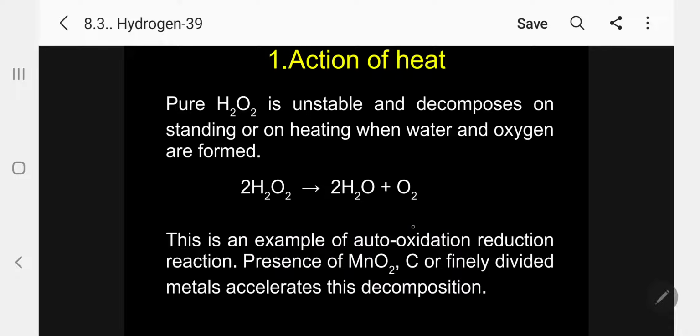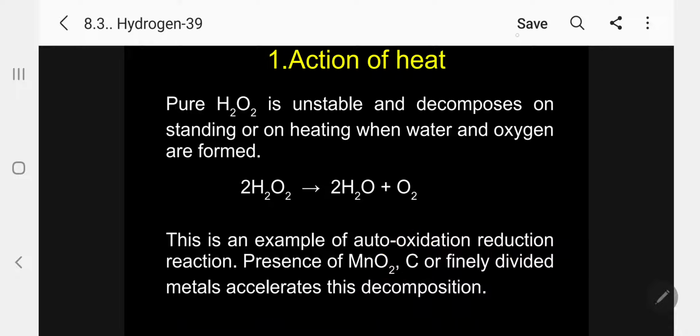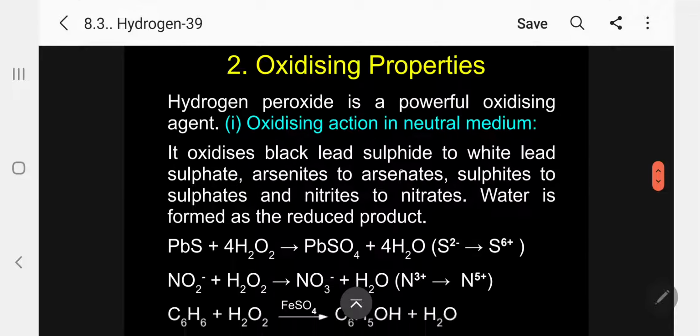Now this is an example of an auto-oxidation reduction reaction. The hydrogen peroxide undergoes oxidation as well as reduction. The presence of MnO2, carbon, or finely divided metals accelerates this decomposition. Please follow. This reaction will be faster under what condition? In the presence of MnO2, in the presence of carbon, or in the presence of finely divided metal. Kindly follow. Then I will come to the oxidizing property. Hydrogen peroxide is a powerful oxidizing agent.